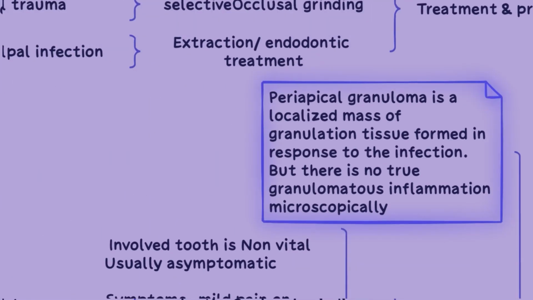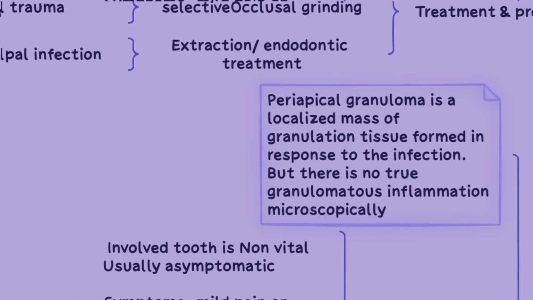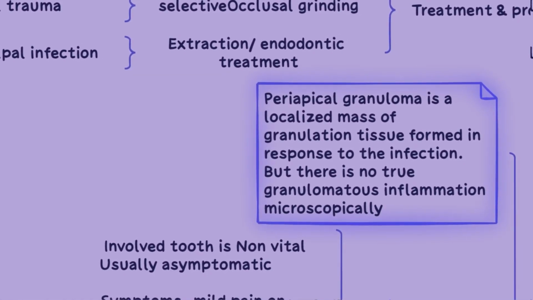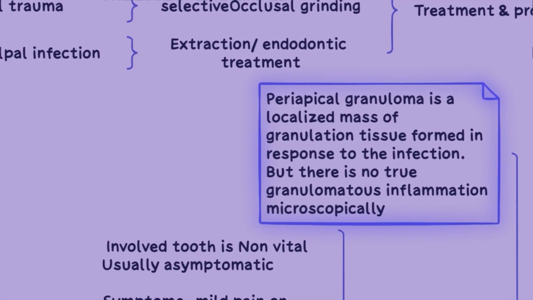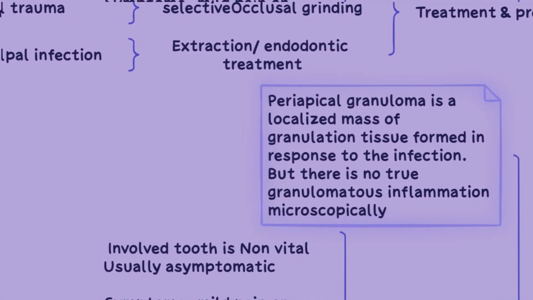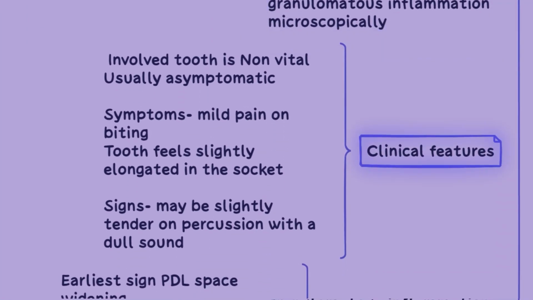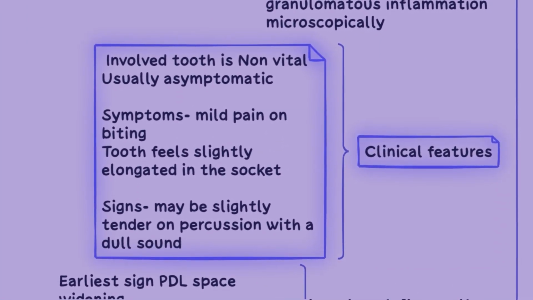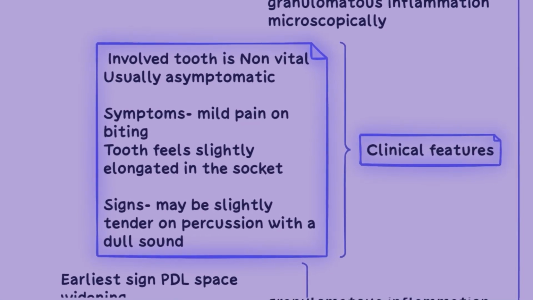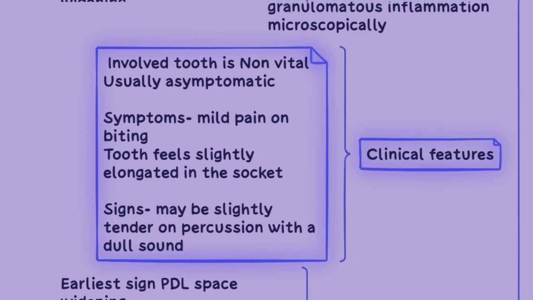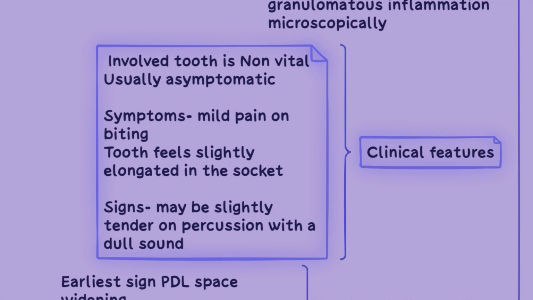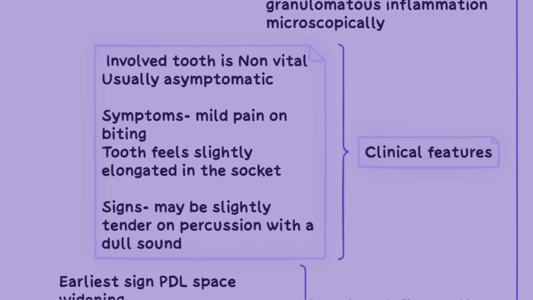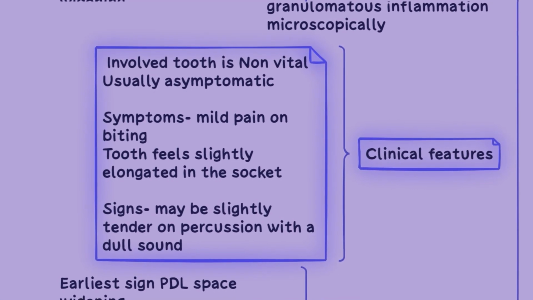It is a localized mass of granulation tissue that forms in response to an infection in the root apex of a tooth. However, it's important to note that there is no true granulomatous inflammation seen microscopically. Its clinical features include the involved tooth is non-vital. Patients are usually asymptomatic, but mild pain may be present while biting. The affected tooth may feel slightly elongated in the socket. On clinical examination, the tooth may be slightly tender on percussion with a dull sound.